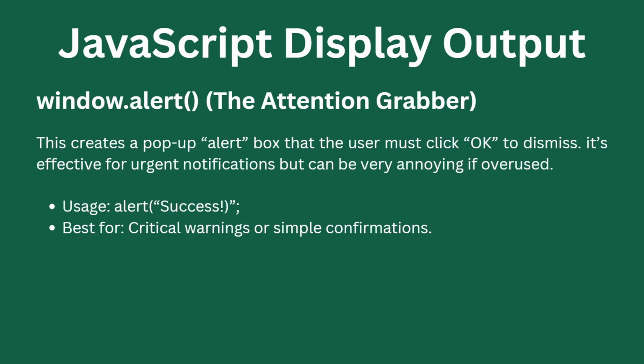For the last, this is another way to display output, through the alert. For example, you can use the window.alert syntax. This is commonly used as an attention grabber. This will create a pop-up named an alert box that the user must click OK to dismiss. It is effective for urgent notifications but can be very annoying if overused. For usage, you type alert, and between the parentheses you type the message. This is best for critical warnings or simple confirmation purposes.